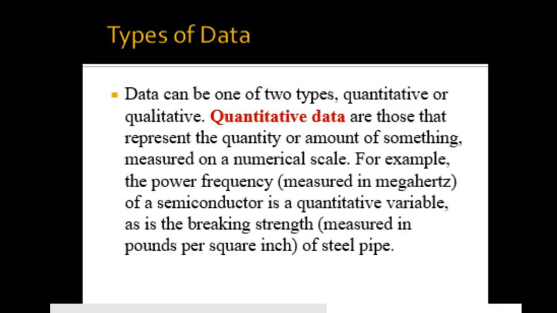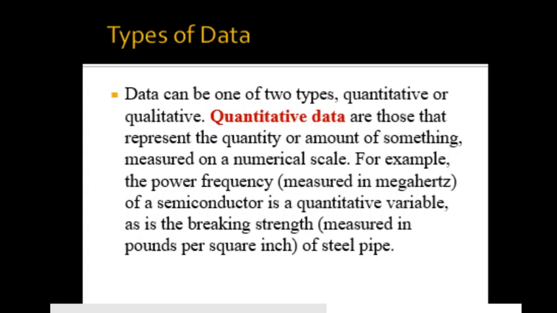Let's look at the types of data that we will come across. There will be two main types of data, quantitative and qualitative data. Quantitative data are those that represent the quantity or amount of something, and it can be measured on a numerical scale. For example, the power frequency of a semiconductor.